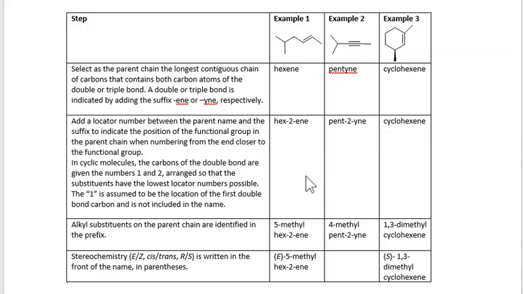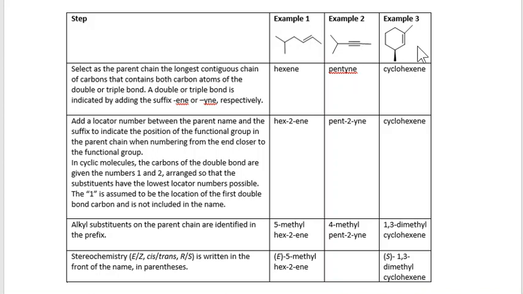Then, as you've done before, you need to figure out what the substituents are, and they should have the lowest numbers possible, but the alkene or the alkyne should actually get priority in that decision about which side to start numbering the chain. So here the methyl group ends up being on carbon 5 because the alkene has higher priority in naming, and so it gets the 2. Same thing with the pentyne example.